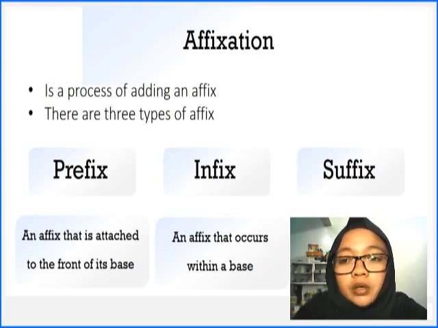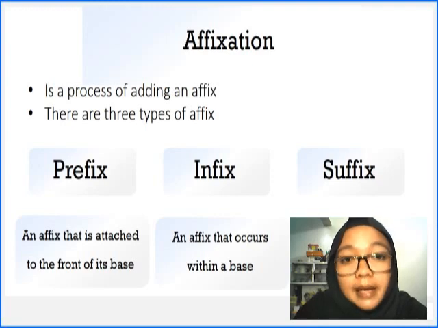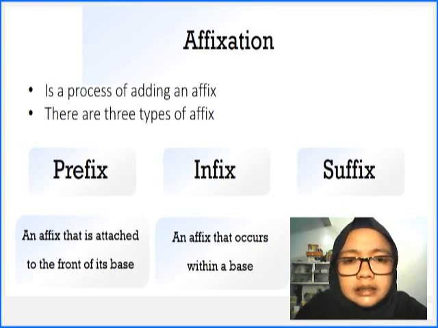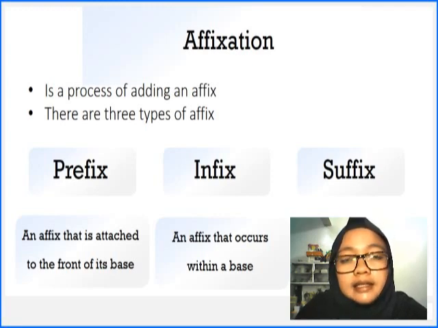The first we know is prefix. A prefix is the affix that is attached to the front of the word, or the base, or the root. The second one is infix. Infix is the affix that occurs within the base. It means we separate the base and then add some element, in this case the affix, and it becomes a new formation of the word. But in English there is no word that is included as infixation.